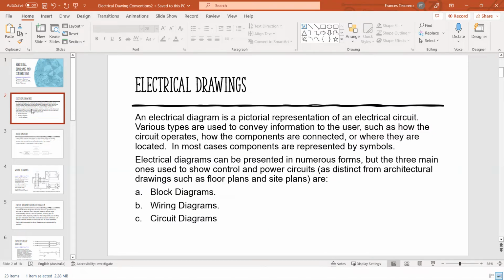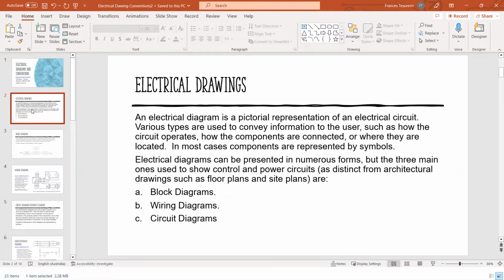In electrical drawings, you have an electrical diagram, a pictorial representation of an electrical circuit. Various types of symbols are used to convey information, and all the symbols have their meaning. If you don't understand a specific acronym or symbol, it's hard to understand the sequence of operation. They show how the circuit operates, how the components are connected, or where they are located as well. In most cases, components are represented by symbols, so you have to understand symbols.